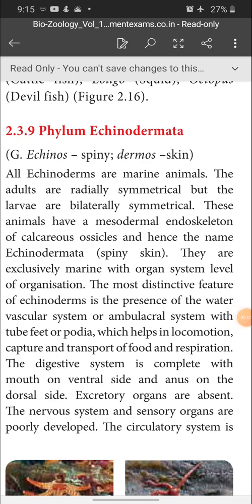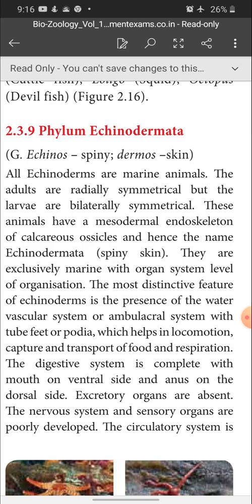In our last class, we completed up to the phylum Mollusca, and now I am going to start with the phylum Echinodermata. All echinoderms are marine animals. The adults are radially symmetrical, but the larval forms are bilaterally symmetrical. This is a peculiar character which I have seen in the phylum Echinodermata.